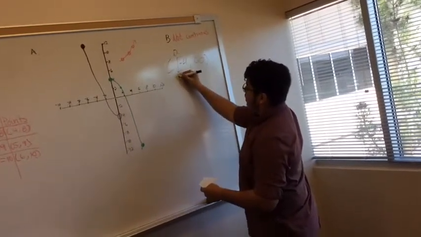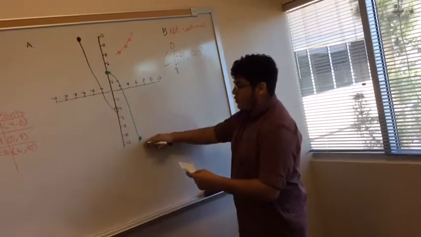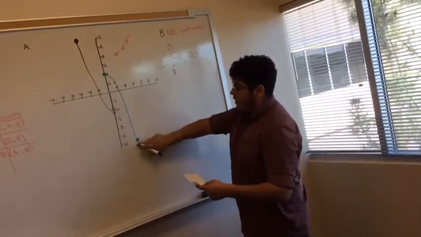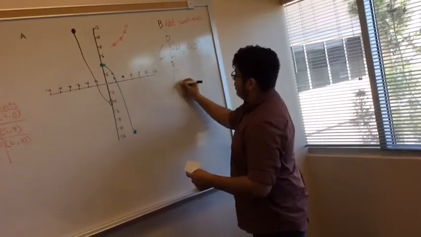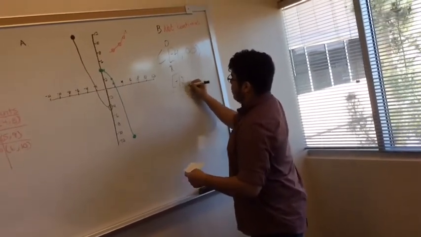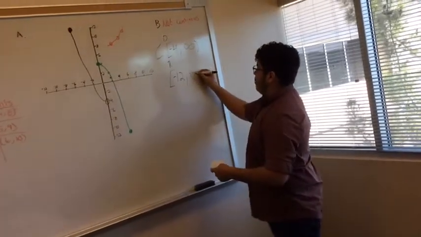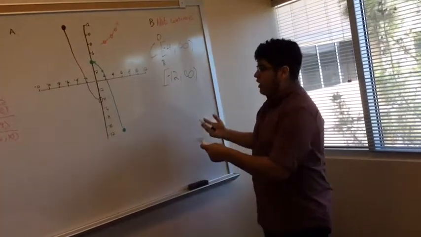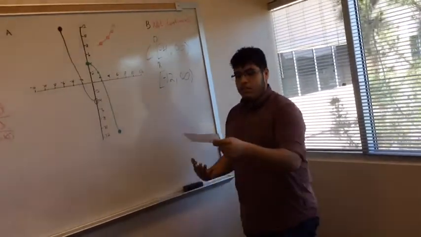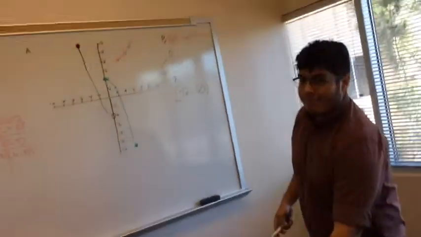And the range being the y's, the lowest point that there is on the graph is going to be that negative 12. So that is going to be a bracket, negative 12. And again, because of this graph, it's going to be forever up. And it's going to be a positive infinity with a parentheses at the end. Now for our last one, D, find f of 0 and f of 4. I'm going to be handing that off to Jared.